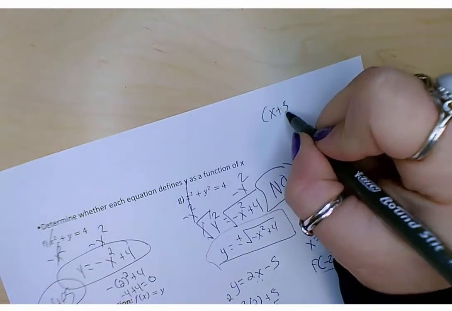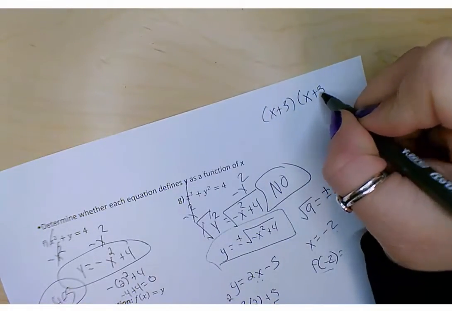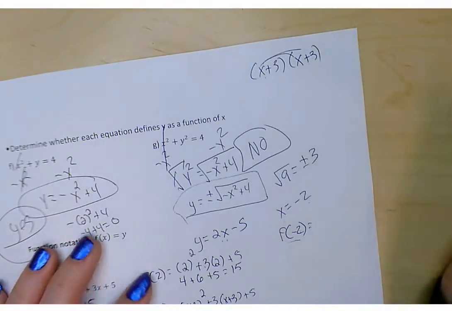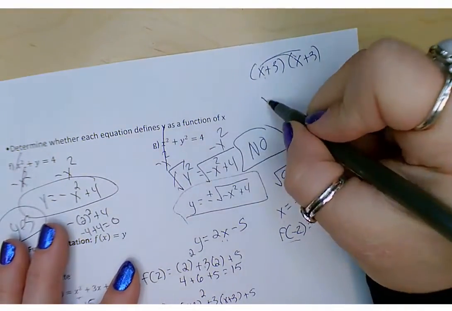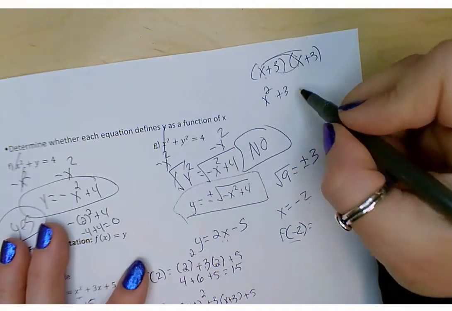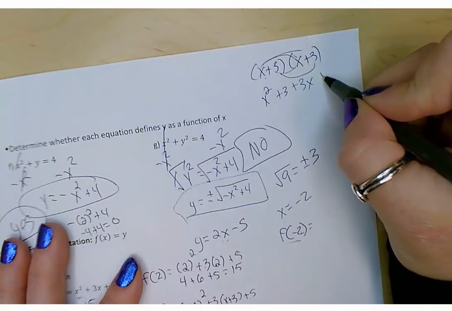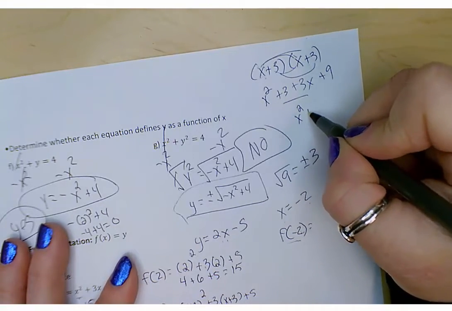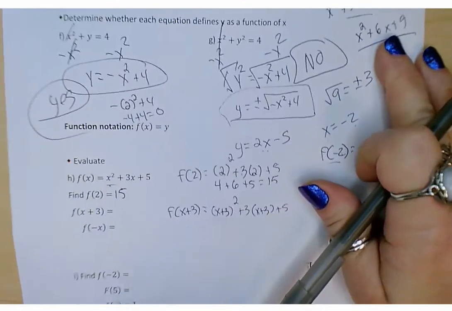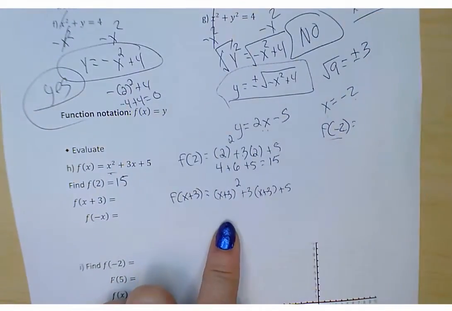There's a couple different ways that you can do that. Remember, x plus 3 squared is just x plus 3 times x plus 3. You can distribute that. Distribute your x to get x squared plus 3x. Distribute your 3 to get 3x plus 9. Combine your two middle terms, and you have what you get when you square that.